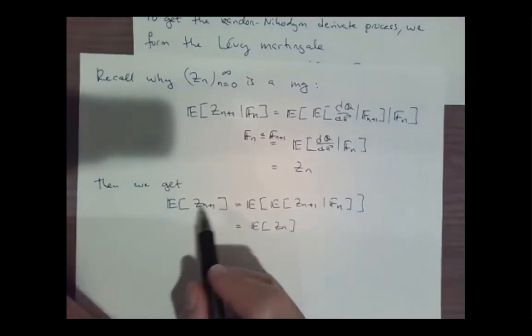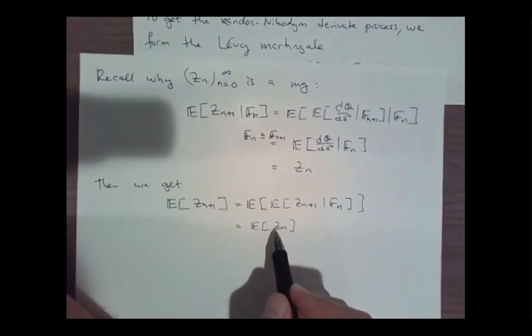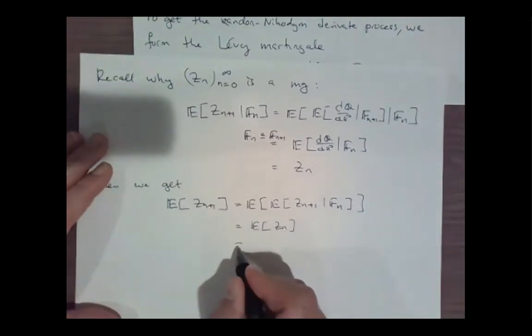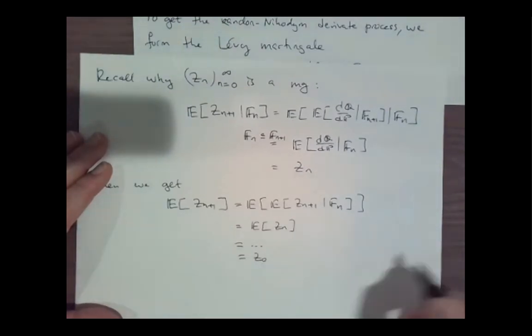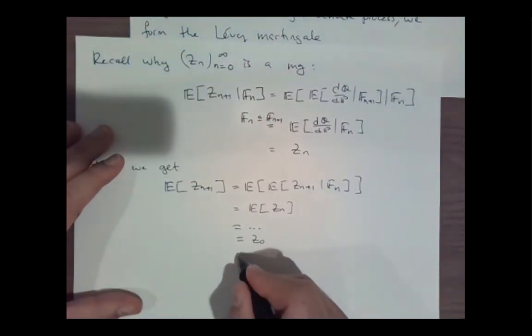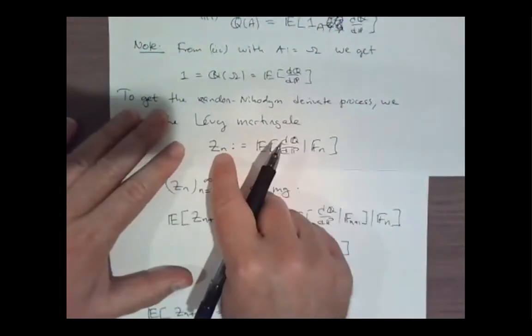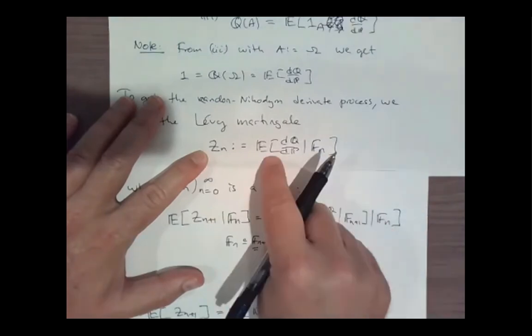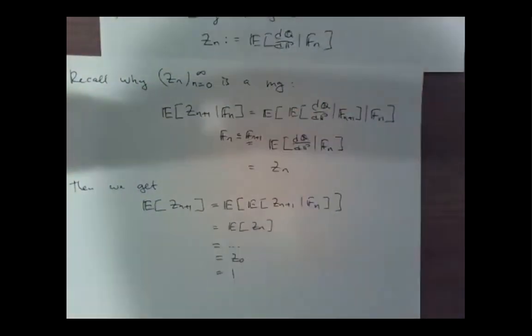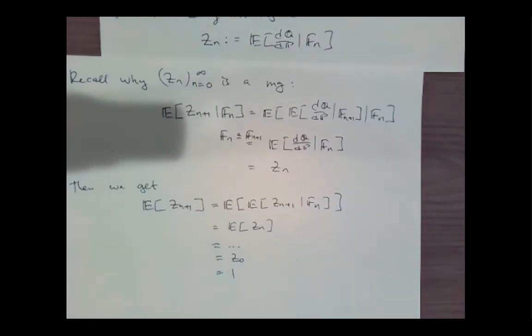So the expectation at a later time is equal to the expectation at an earlier time. I can keep doing this, and I end up with Z0. But what's the expectation of Z0? Well, Z0 is the expectation of dQ dP, so this is 1. So the process has constant expectation over time. Okay, that's because it's a martingale.